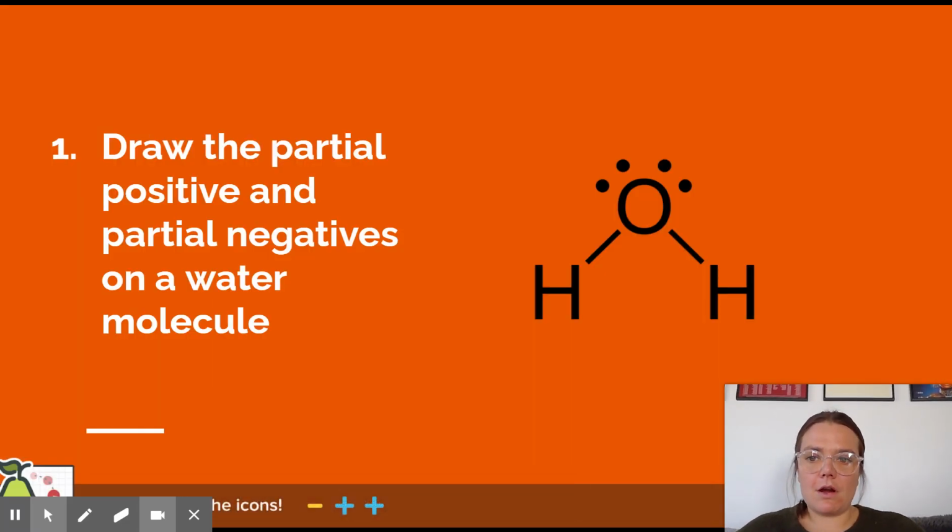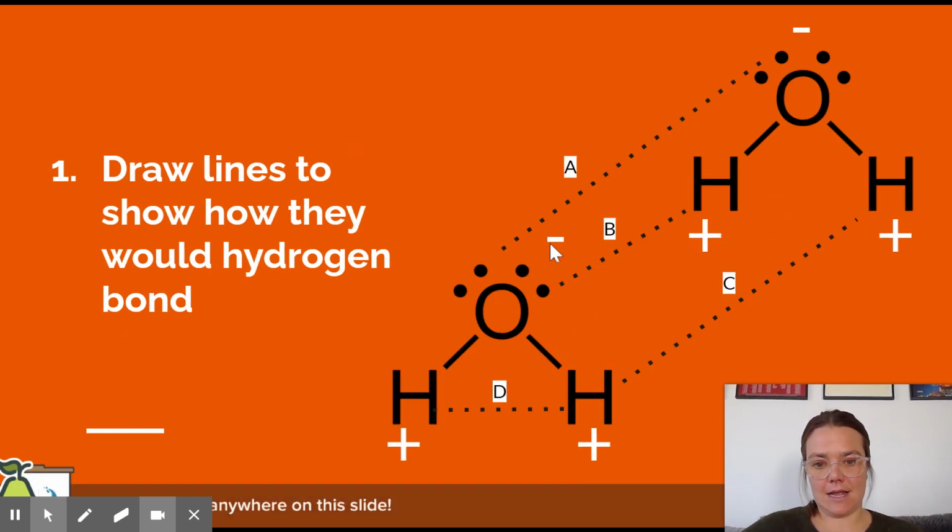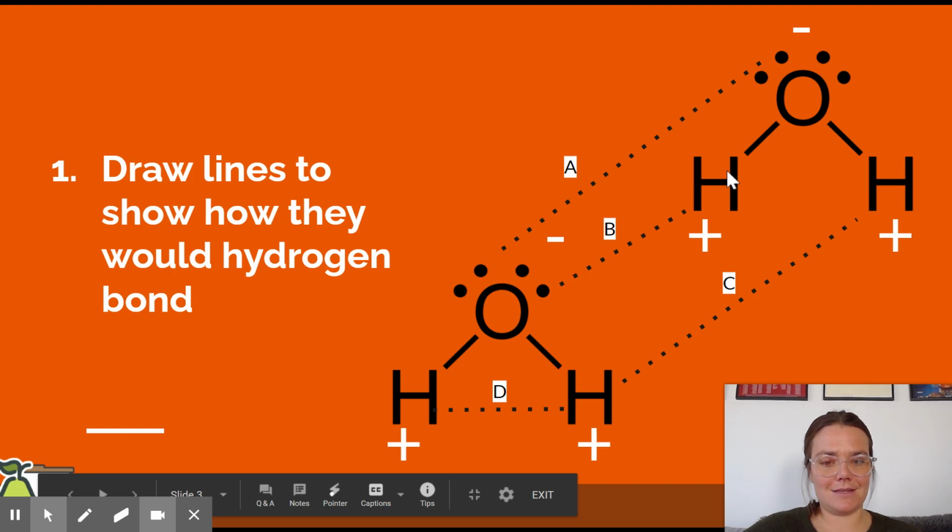All right, here is our warm up, two parts. Let's review where is the partial negative on a water molecule and where is the partial positive. So if you remember, the oxygen is way more electronegative than the hydrogen. So what that means is that the shared electrons between the oxygen and those two hydrogens are actually going to be pulled more towards the oxygen side, resulting in a partial negative here on the oxygen and partial positives on our hydrogens. Again, you can see that I added the partial negative and the partial positives.